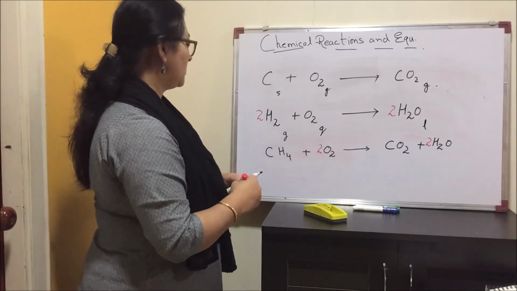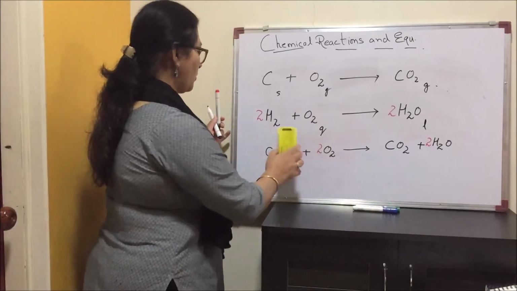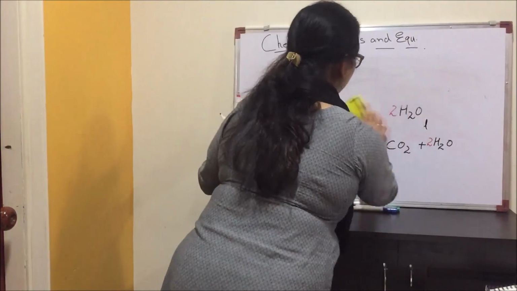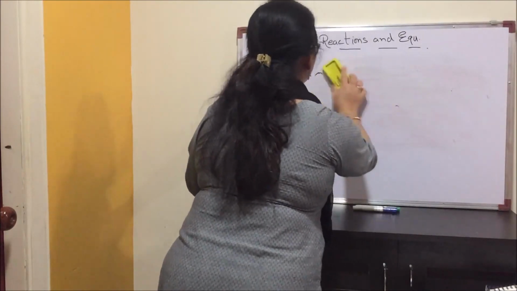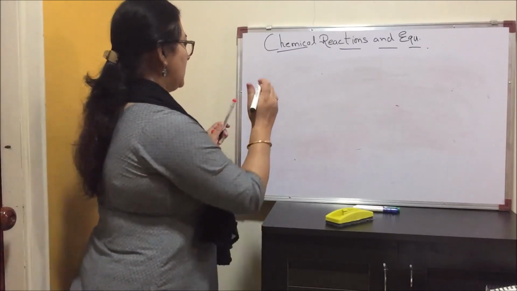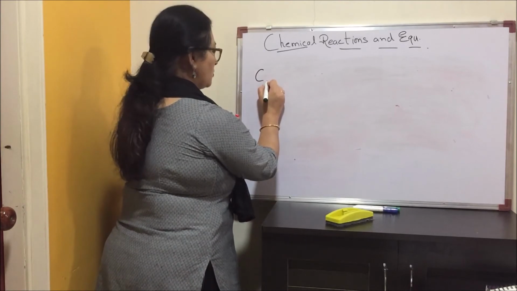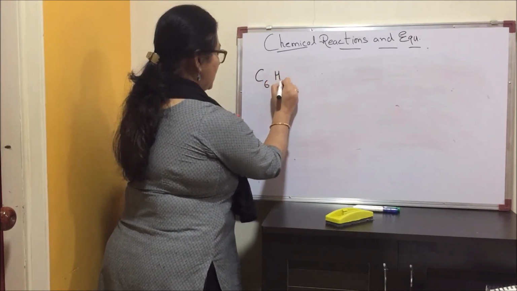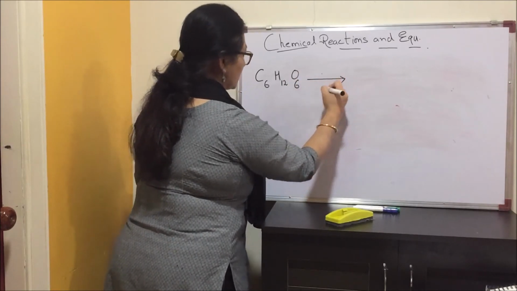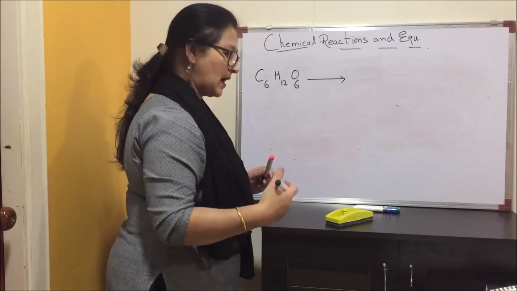One more equation is left in the combination reaction. We will quickly finish that equation and I'll stop the session here. In the next session we are going to continue with the rest of the equations. So in this equation, glucose, C6H12O6, is burnt. Okay, it is used by our body.